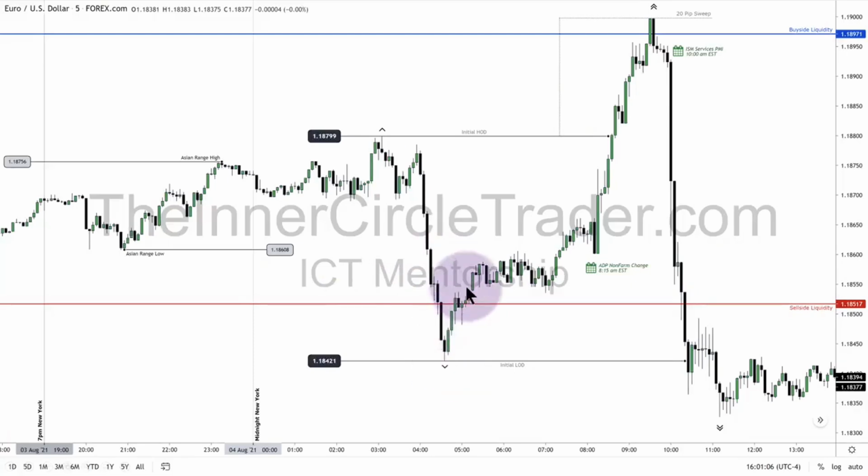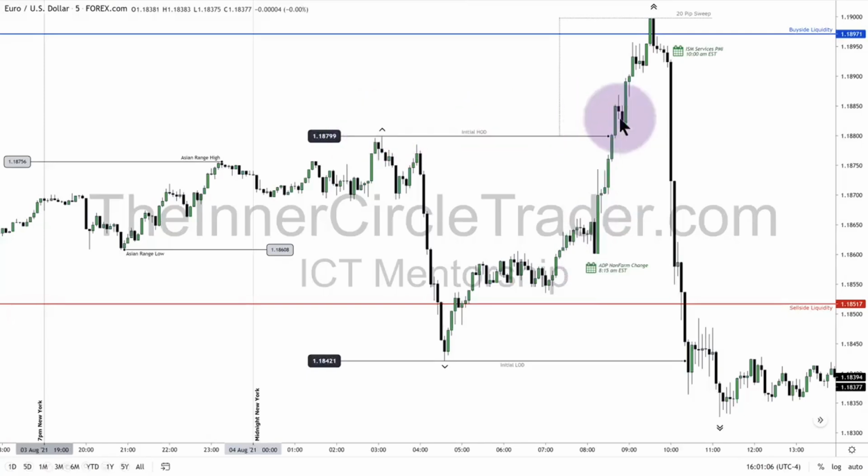Rallied off of that through London lunch. It was quiet, and then right on schedule, 7 a.m. New York open kill zone. It reprices higher, sweeps down into a fair value gap, reprices on the ADP non-farm change that came out at 8:15 a.m. Eastern Standard Time. So you're having an economic driver drive price higher, and it attacks the initial high of the day formed in London.